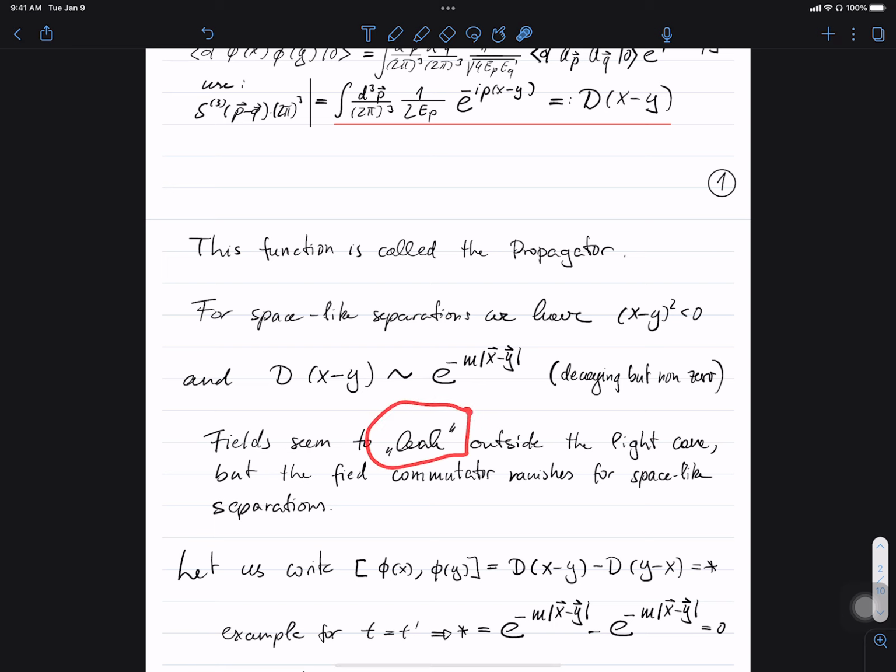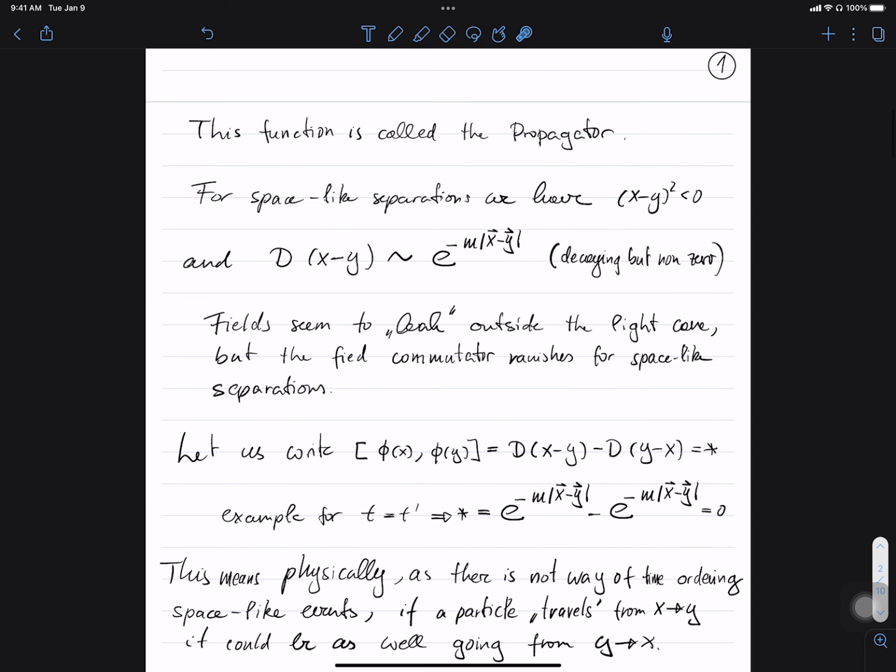This is a bit concerning. So why do we have this kind of quantum leak outside of the light cone? It's suppressed by the mass. So the range of the leak is 1 over mass. As you remember, this is the Compton wavelength of the particle, where you have some quantum probability that the particle might go out of the light cone. But still, the commutator vanishes for space-like separations for field operators. So how to reconcile this?